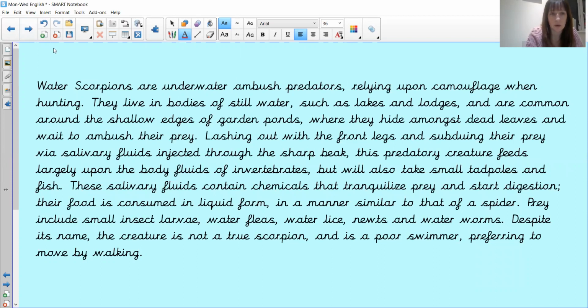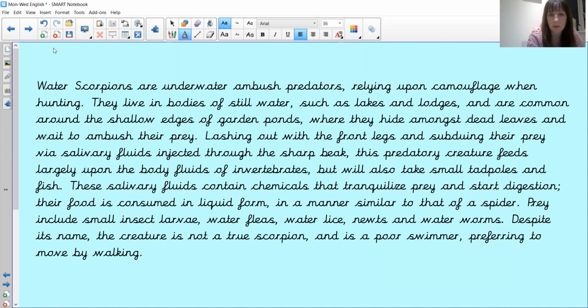Okay. So, water scorpions are underwater ambush predators relying upon camouflage when hunting. They live in bodies of still water, such as lakes and lochs, and are common around the shallow edges of garden ponds, where they hide amongst dead leaves and wait to ambush their prey. Lashing out with the front legs and subduing their prey via salivary fluids injected through the sharp beak, this predatory creature feeds largely upon the body fluids of invertebrates, but will also take small tadpoles and fish.